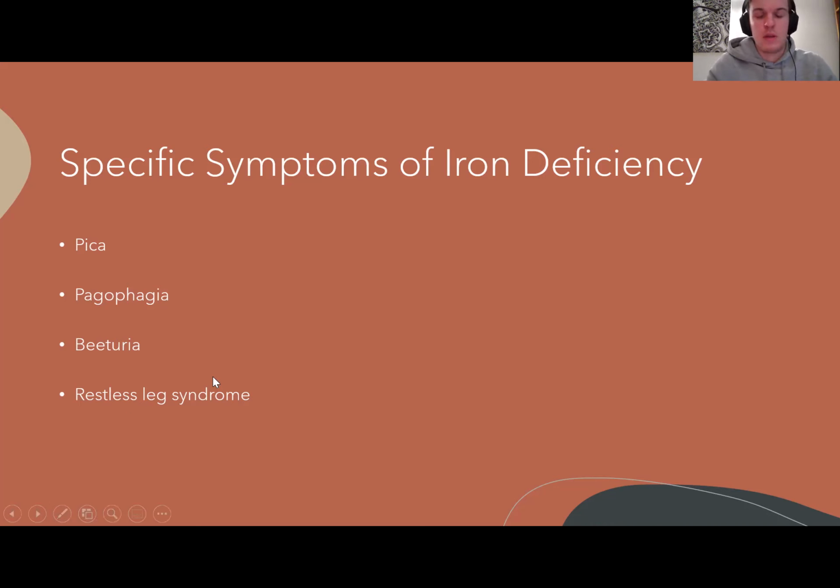And restless leg syndrome, which is caused by other things as well. But if somebody's coming with the symptoms of anemia and also has restless leg syndrome, think along the lines of iron deficiency.